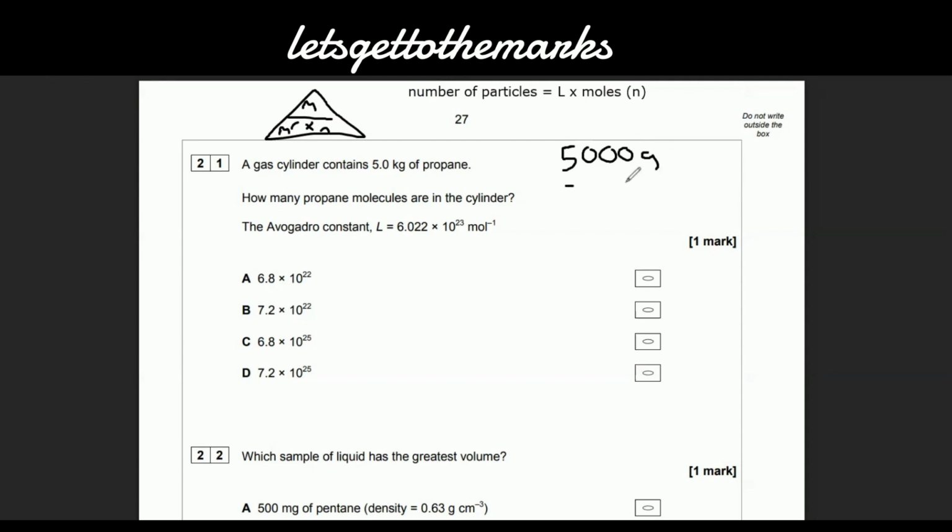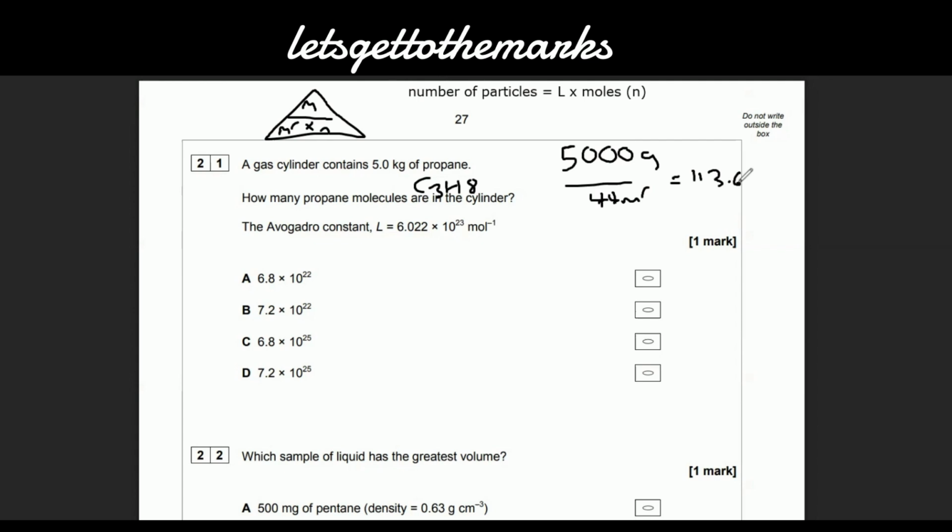Right, we've got 5,000 grams because 5 kilos is 5,000 grams. And we're going to divide that by the Mr of propane. Propane, alkanes are CnH2n+2. So C3H8, that's 3 times 12 is 36, plus 8 is 44. So we can do 5,000 over 44, and that is giving us a lovely bubbly 113.6. And that is the moles.